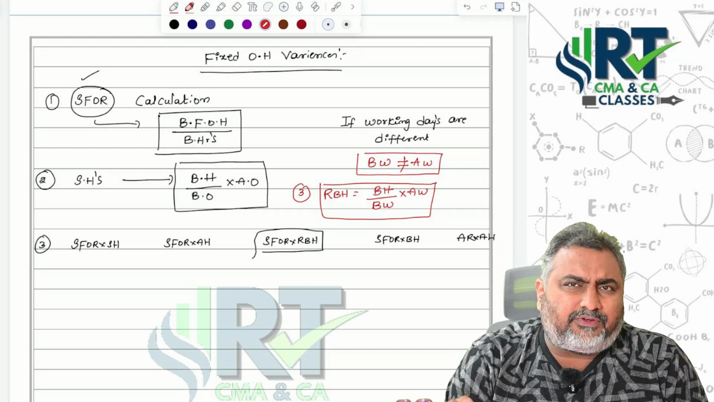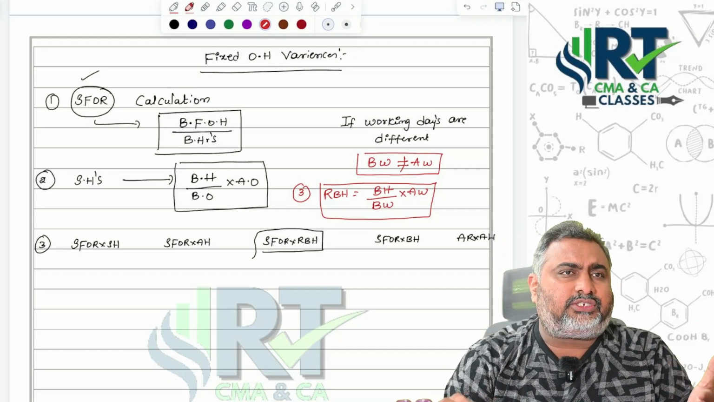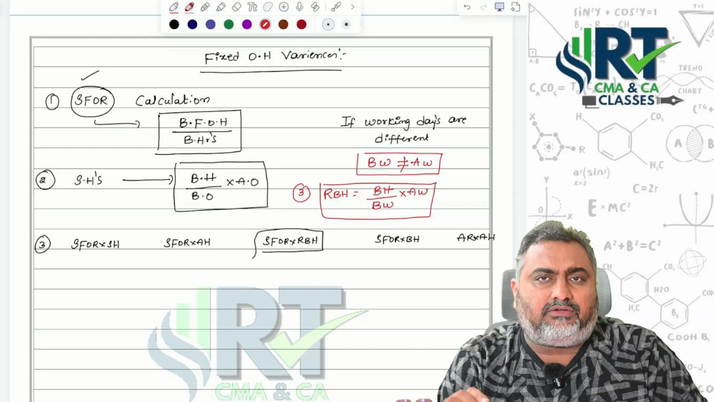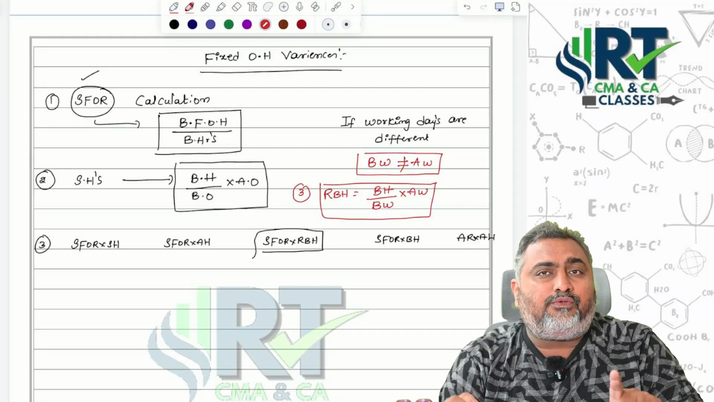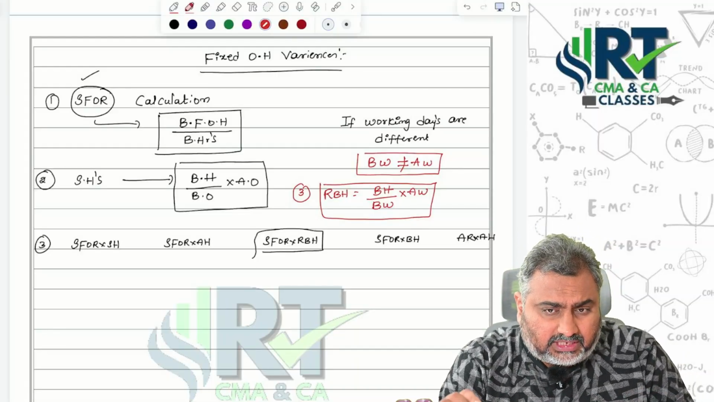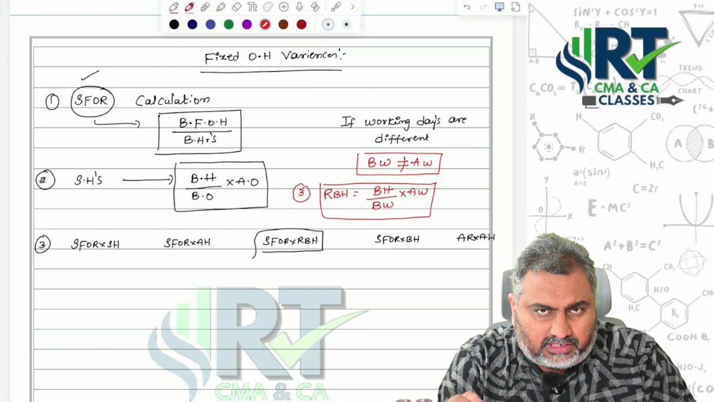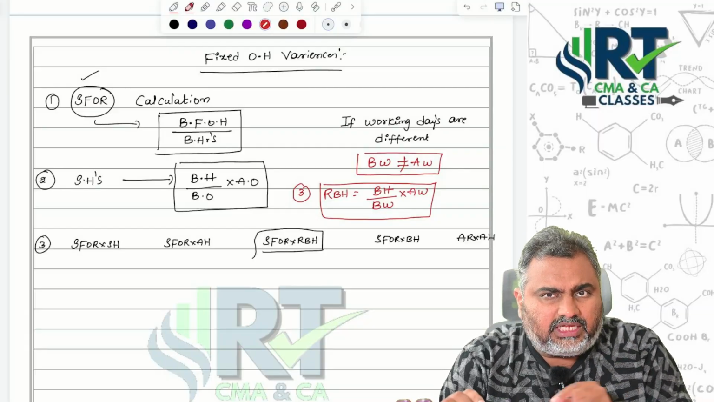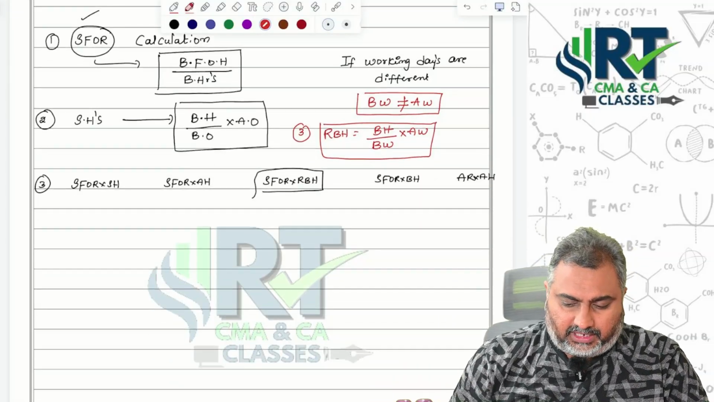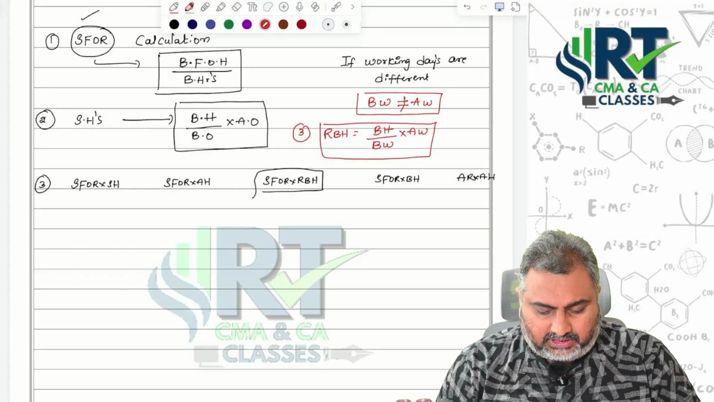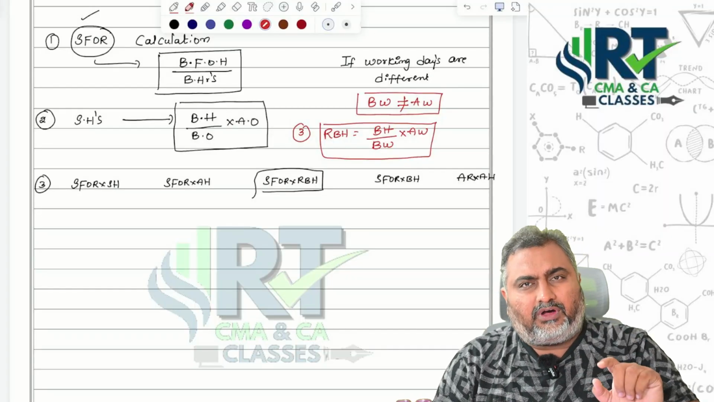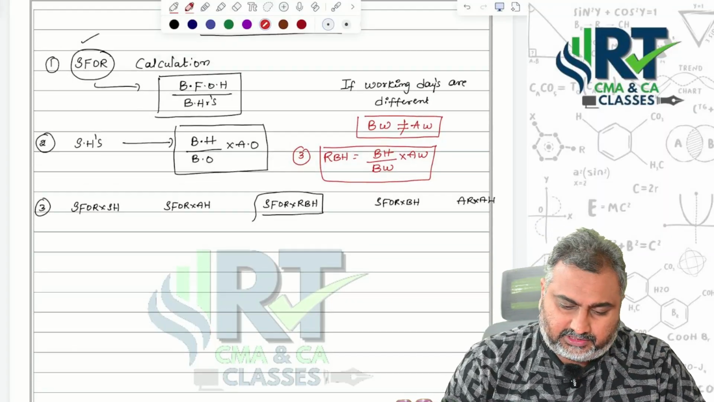Then, whenever your actual working days are not equal to budgeted working days, revised budgeted hours come into the picture. How to find revised budgeted hours? Budgeted hours divided by budgeted working days into actual working days, then you get RBH. So now you can fill in the blanks: SFOR into SH, SFOR into AH, SFOR into RBH, SFOR into BH, AR into AH.